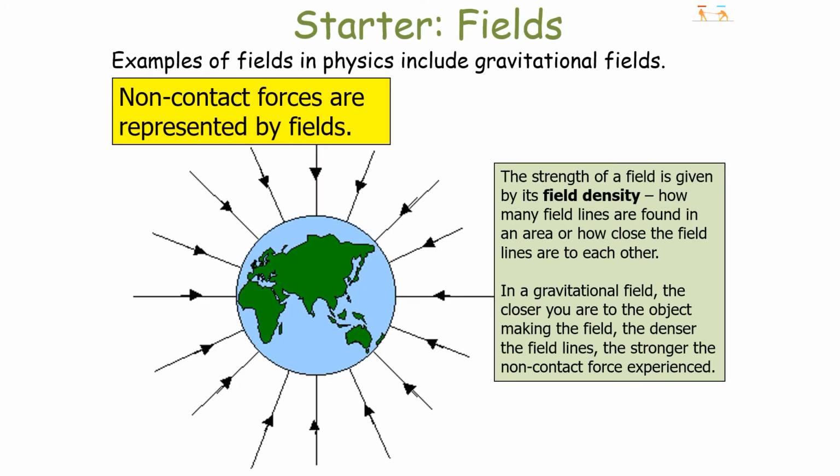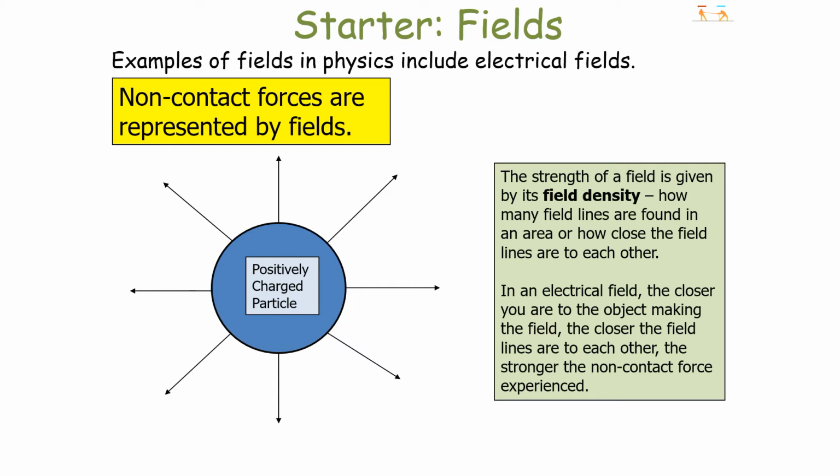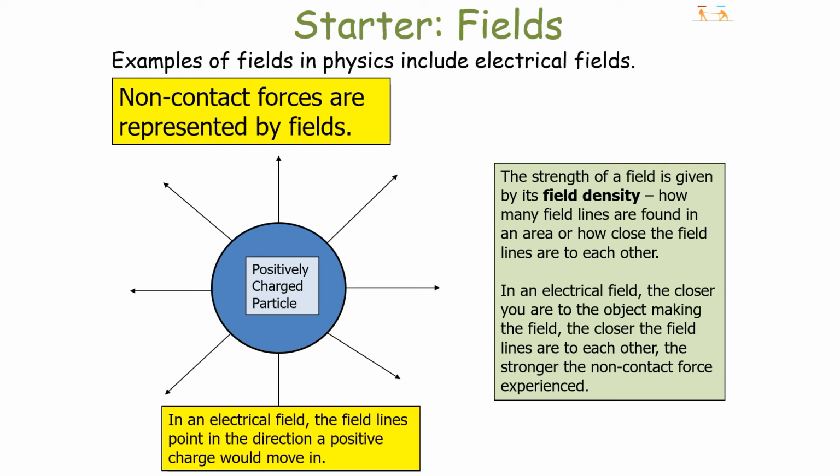Now, the strength of a field line is given by its field density, how many field lines are found in an area or how close the field lines are to each other. So in a gravitational field, the closer you are to the object making the field, the denser the field lines, the stronger the non-contact force experienced. In an electrical field, the closer you are to the object making the field, the closer the field lines are to each other, the stronger the non-contact force experienced. Now, as a note, in an electrical field, the field lines point in the direction a positive charge would move in.